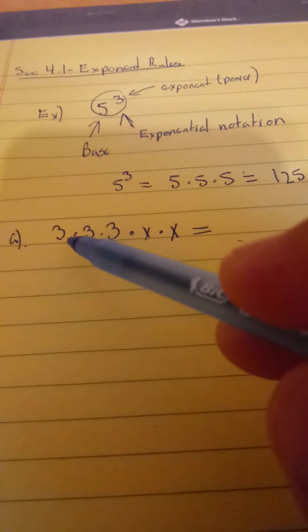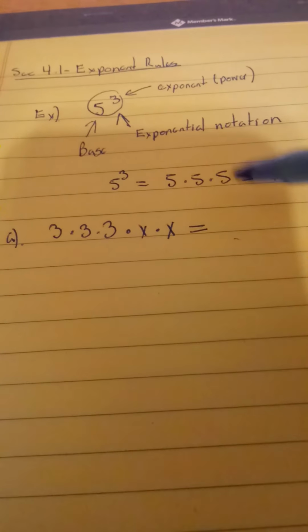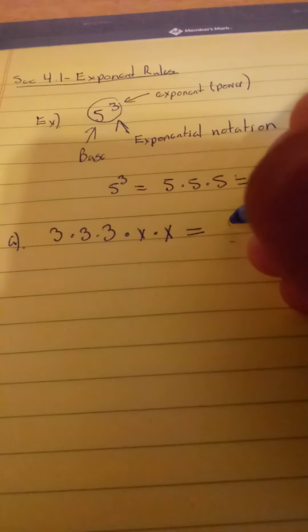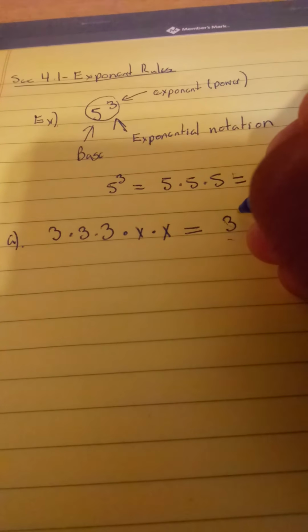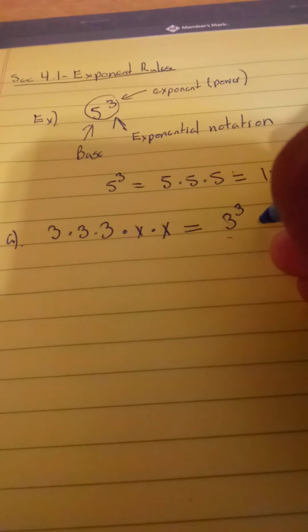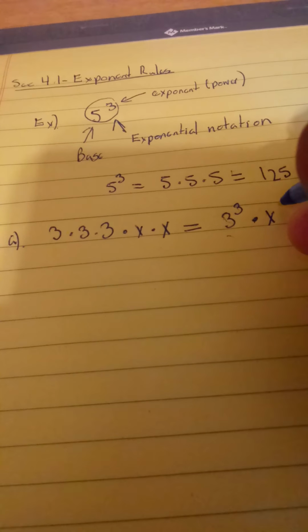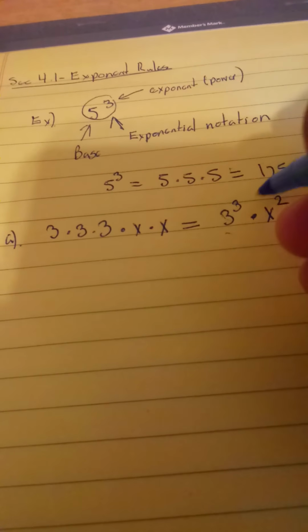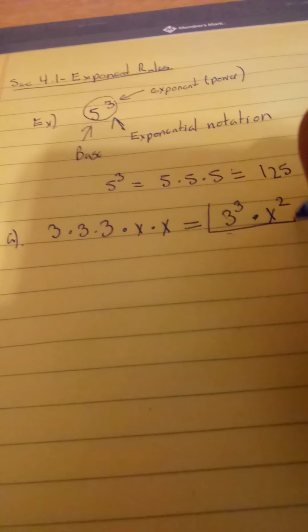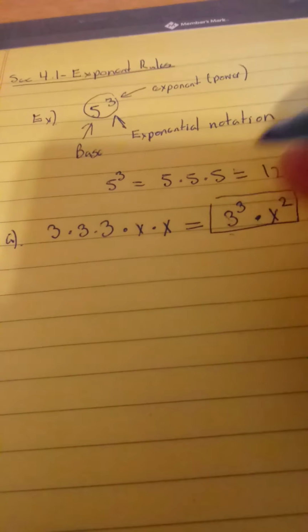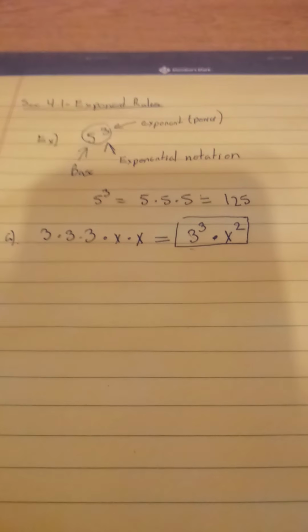So we're going to go ahead and write this in exponential notation. So first the base 3, and this is going to be raised to the third power, times the base x, and that's going to be raised to the second power. And that would be your answer right there. Keep in mind that we're going to go ahead and simplify this a little bit more as we go along.